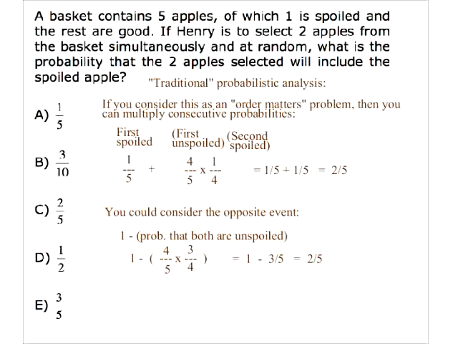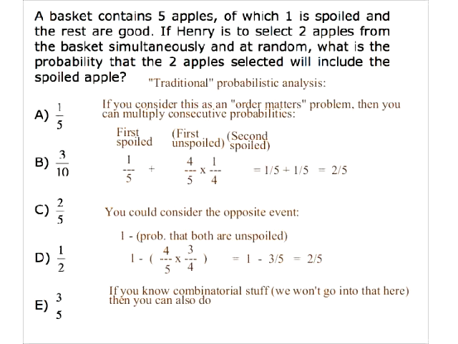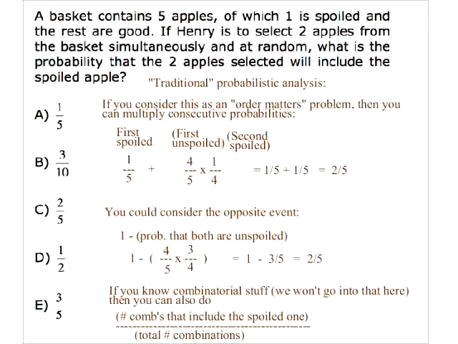You could also, if you know combinatorial stuff, which we won't go into here, do number of combinations that include the spoiled one divided by the total number of combinations. Again, we don't want to sidetrack this into a discussion about combinatorics, so we're not going to go into the details. But if you do that, it'll reduce to 2 out of 5.